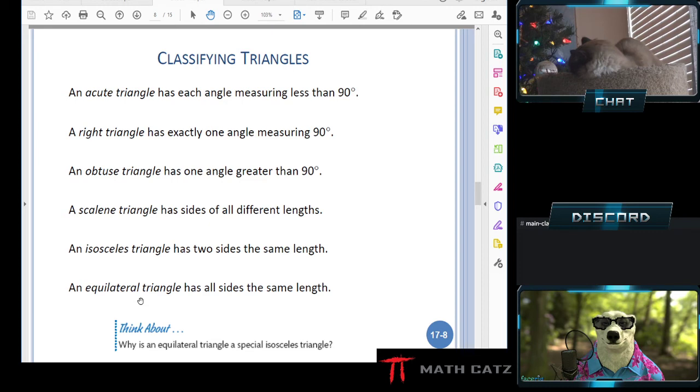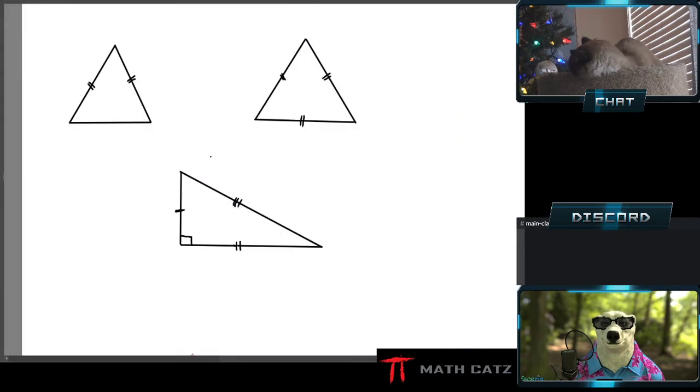An equilateral triangle, now I have to understand what that means. An equilateral triangle requires that all the sides are the same. All the sides are the same length. So if I look at this guy, this is equilateral, where my arrow is. So necessarily, two of the sides will be the same. This is also an isosceles triangle.